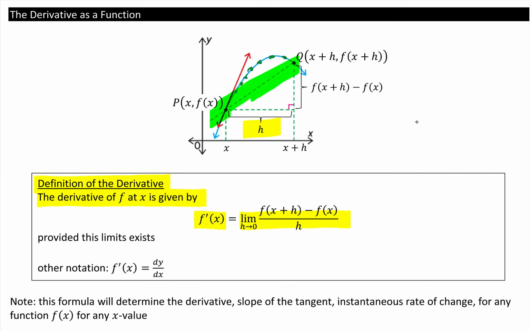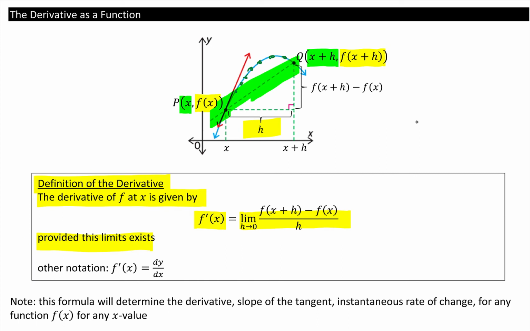And our delta y is the f of x plus h minus f of x. And our delta x is the x plus h minus x. And x plus h minus x is just equal to h. And again, we have this note provided the limit exists. And we're going to look at that today.